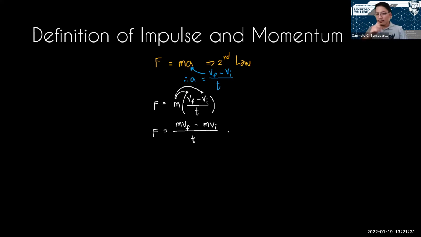Good? So we can cross-multiply force and time. We just cross-multiply, and our equation becomes force times time is equal to m vf minus m vi. Do you follow? So this is already our equation: F times time is equal to m vf minus m vi. Take note also of this equation.